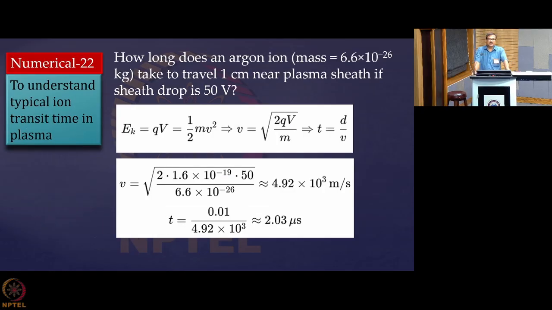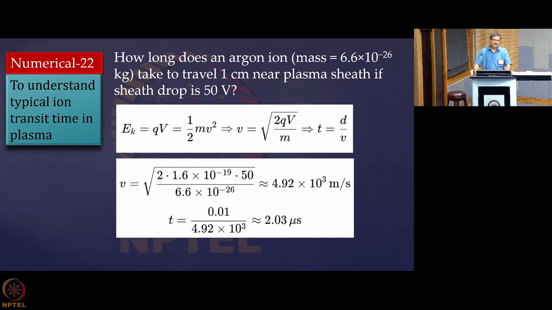Now this is numerical 22. It is meant to understand the typical ion transit time in plasma. We all know that in the sheath region there is a field which drags the ion, because the wall gets negatively charged, so it applies a bias, keeps the electrons away and tries to pull the ions towards it.